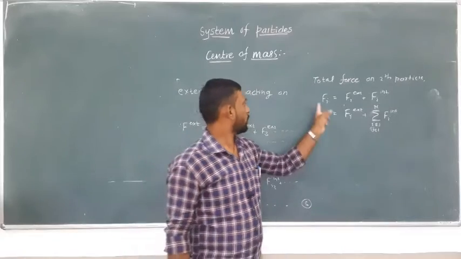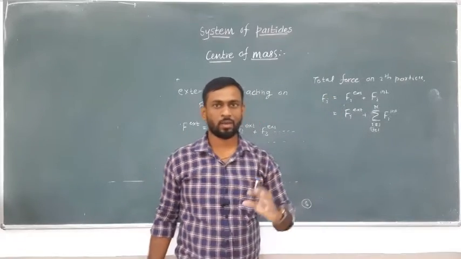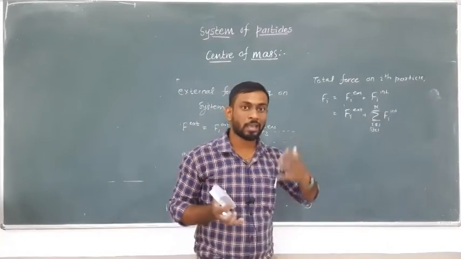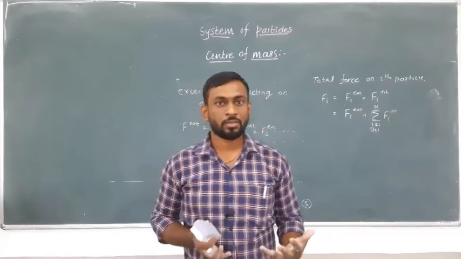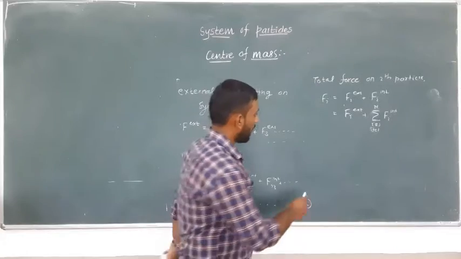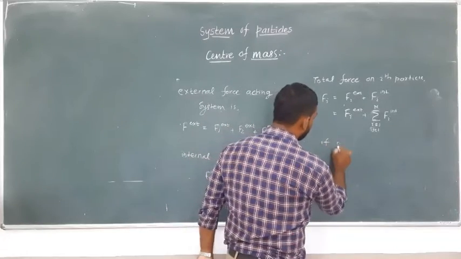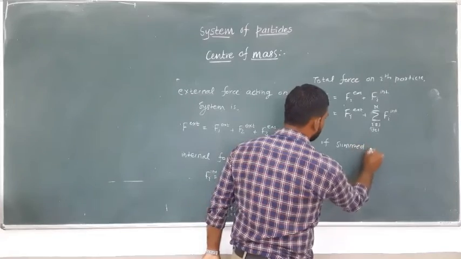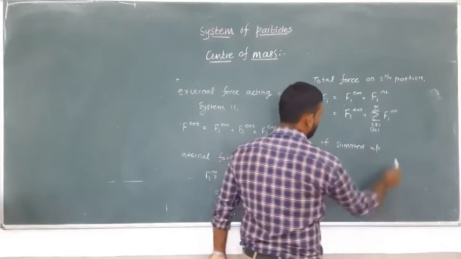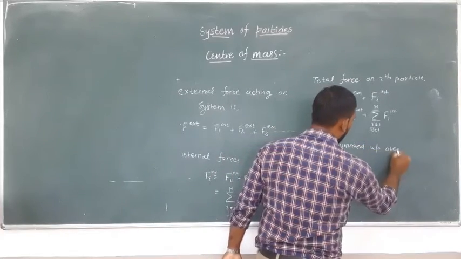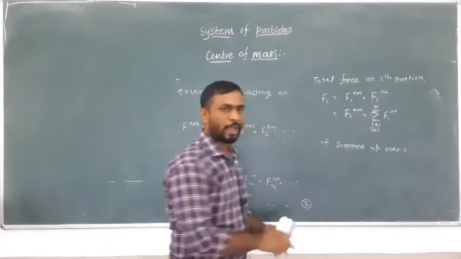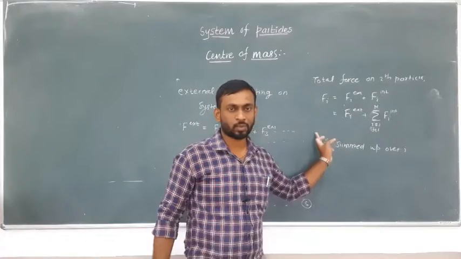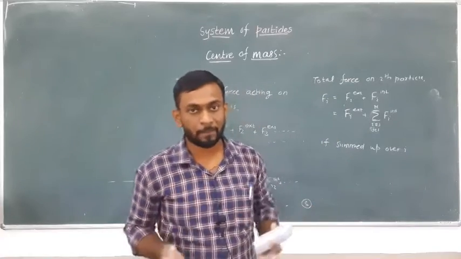If I want to look at the total force acting on the whole system, which consists of these n number of particles, how do I calculate that force? If I sum up over i, then I'll get the total force acting on the system, the total force acting on the mass capital M.